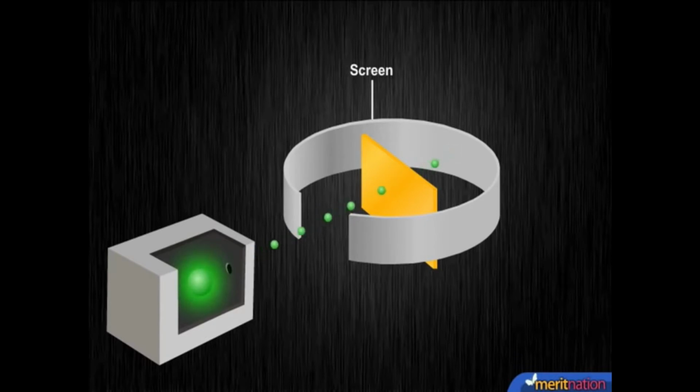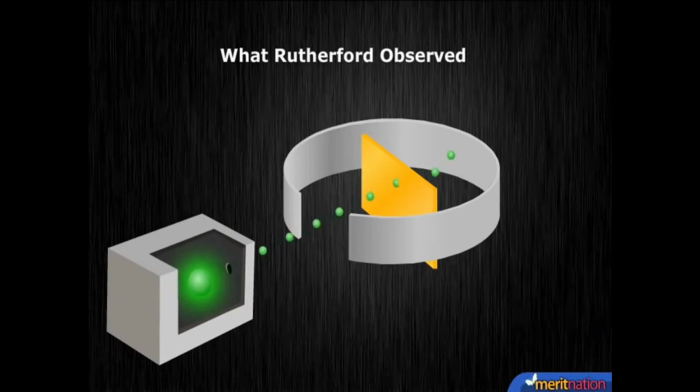Most of the time they saw flashes which were behind the gold foil, which indicates that alpha particles are going through the atoms of gold foil, and some particles after hitting the gold foil deflect sideways. But sometimes they also bounced back completely.